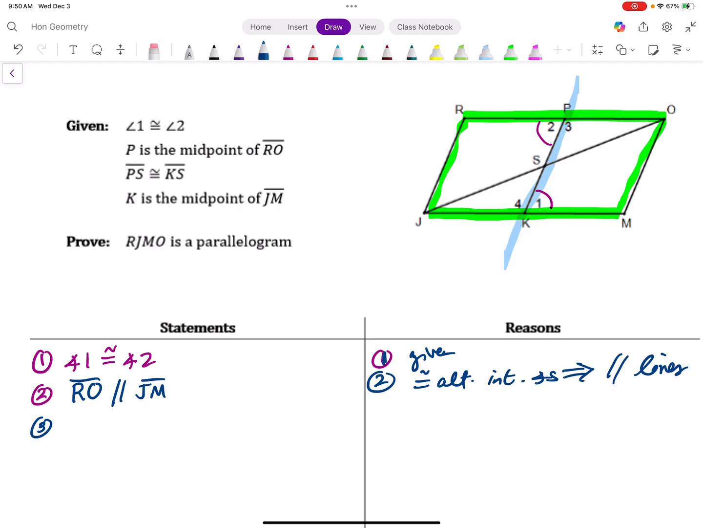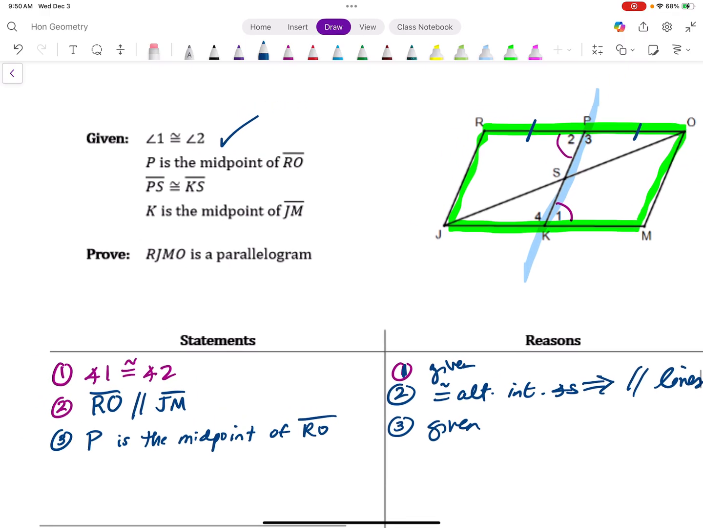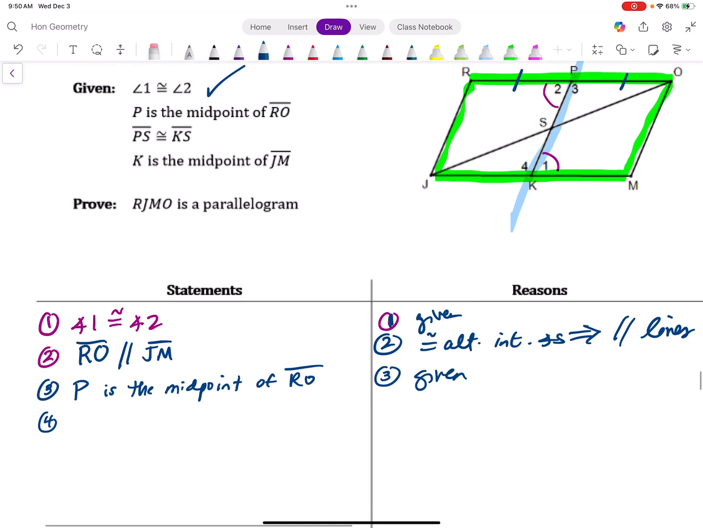What's our next one? Number 3. P is the midpoint, so mark them off as I do them, P is the midpoint of RO. Okay. So P is the midpoint of RO. That means this is congruent to this. Keeps moving around for some reason. So RP is congruent to PO because of the definition of a midpoint.